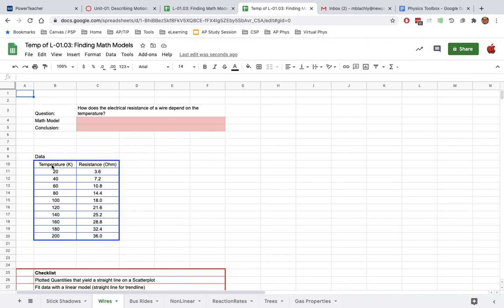I'll give you a hint. For temperature, we would use T. For resistance, we would use R. And see if you can find the math model and the conclusion. Okay? So that's the first step to get those first two tabs done. When you get that second one done, then you can move on to the next one, bus rides, and there will be a video to show you what's going on there too.